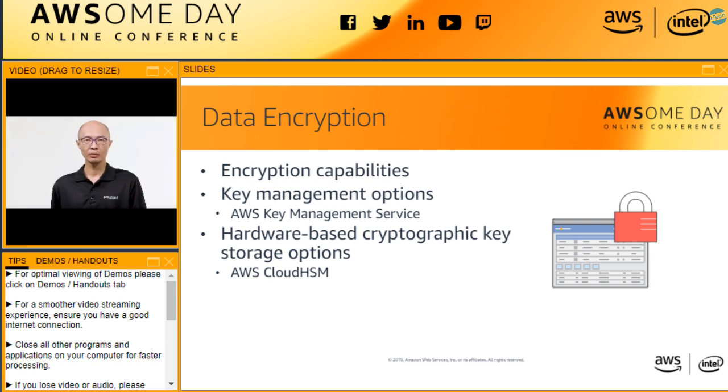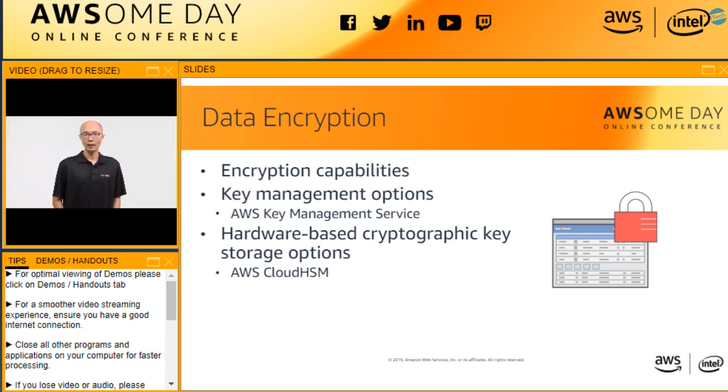AWS Key Management Service, or KMS, is a managed service that makes it easy for you to create and control the encryption keys used to encrypt your data. It is integrated with AWS CloudTrail to provide you with logs of all key usage to help meet your regulatory and compliance needs.